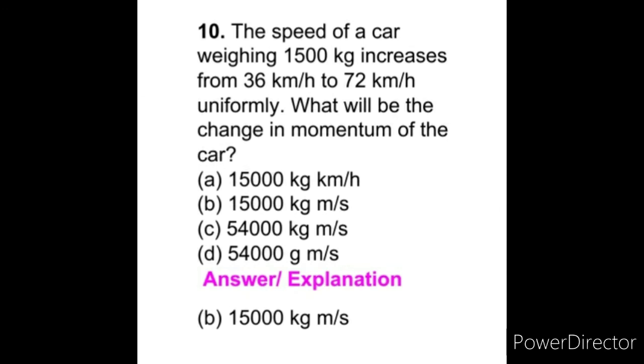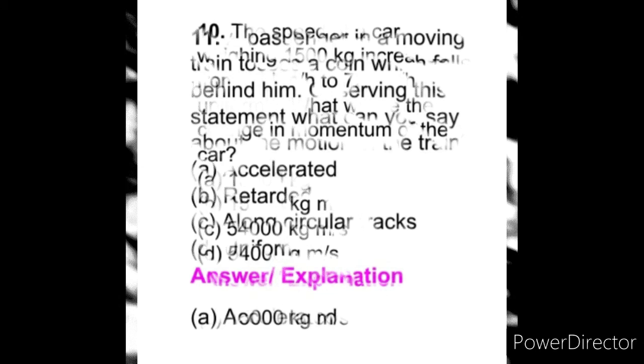Question 10. The speed of a car weighing 1500 kg increases from 36 km per hour to 72 km per hour uniformly. What will be the change in the momentum of the car? A. 15,000 kg km per hour. B. 15,000 kg meter per second. C. 54,000 kg meter per second. D. 54,000 gram meter per second. Answer is B. 15,000 kg meter per second.